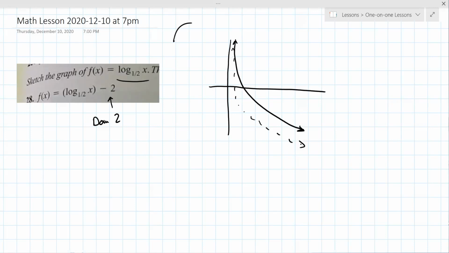Do you know if you have to give a table, or is it good enough just to show that, or do you need to give a table of values? I think that it's fine if we just show the graph. Okay. I haven't done it great, but it just has the shape of going down 2 units from the original.